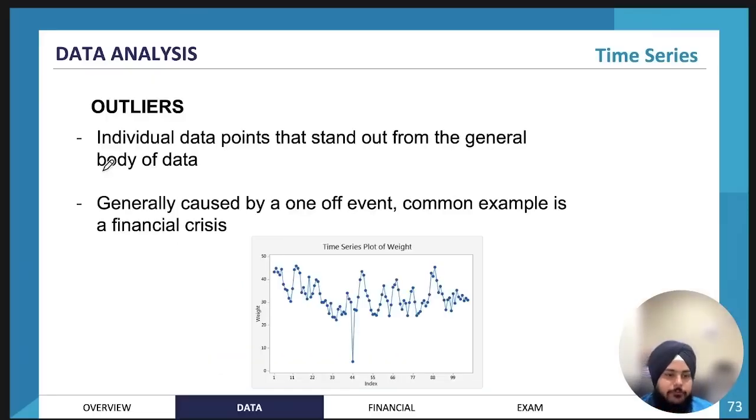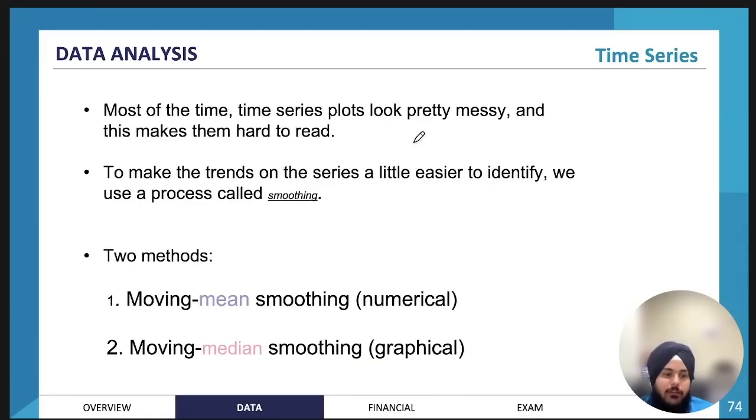And lucky last, we have outliers. Outliers are the individual data points that stand out from the general body of data. They are essentially just really obvious on the data set or the graph. For example here, values that just divert from the overall pattern.